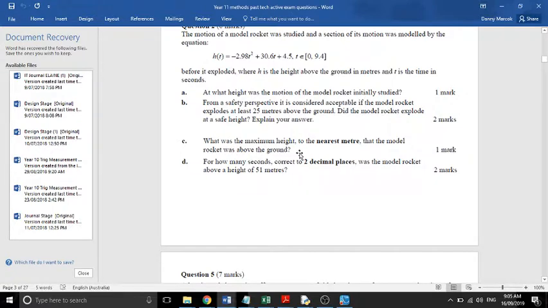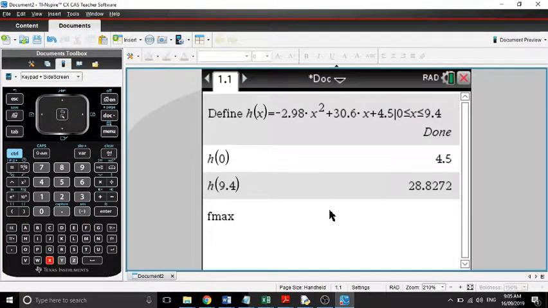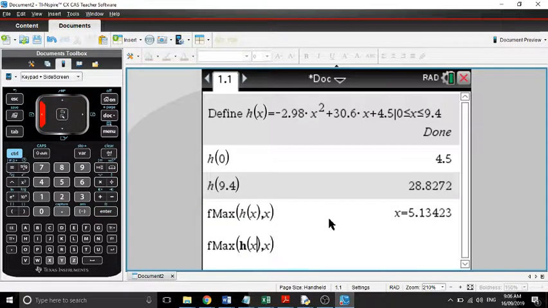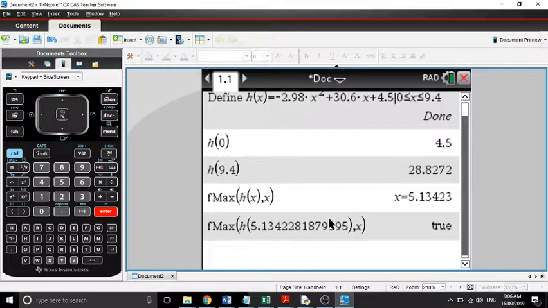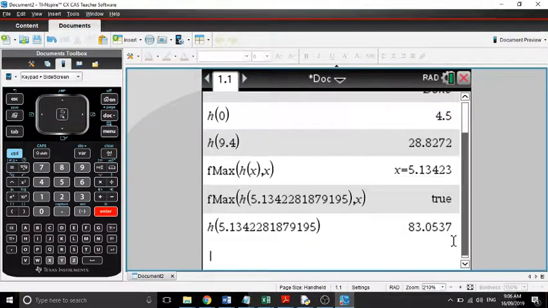What was the maximum height to the nearest meter that the model rocket was above the ground? Okay, so let's graph this. Can we do max? Is it fMax? fMax. Oh, that's interesting. h of x. Oh no, h of x, we want x. We want y. Let's see what this tells us. Well, it tells us the maximum happens there. So we could do h of, I'm going to copy and paste it into here. Let's see what we end up with. Okay, it's 83.035. How else can we check it?